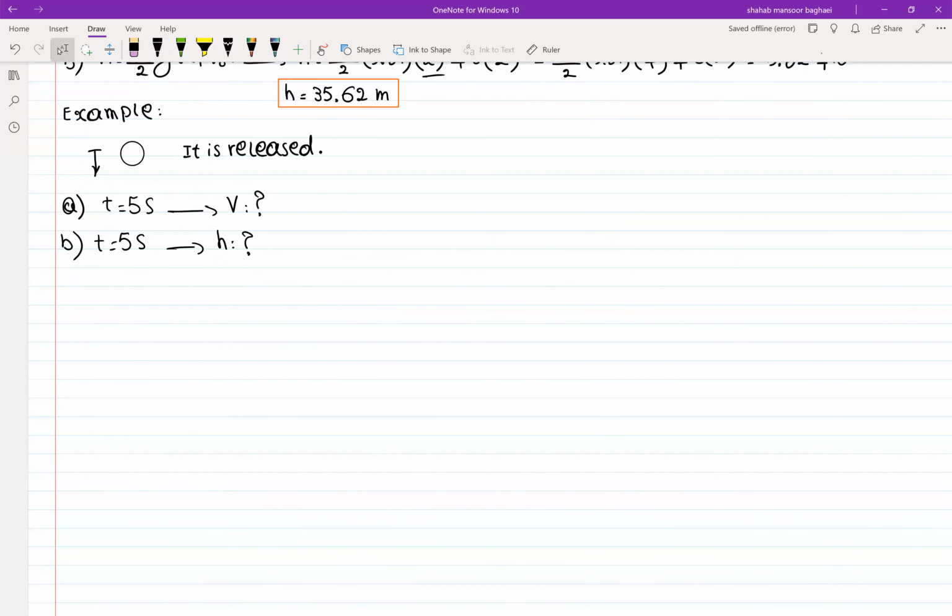Okay, if it is released, it means V0 should be 0. Therefore, you should apply it. Part A, you need to apply the velocity equation. V equals gt plus V0. Apply it. V, we don't know, G is 9.81 times 5. But V0, you should apply 0 here. So you can find velocity for your falling object. That's 49.05 meters per second.